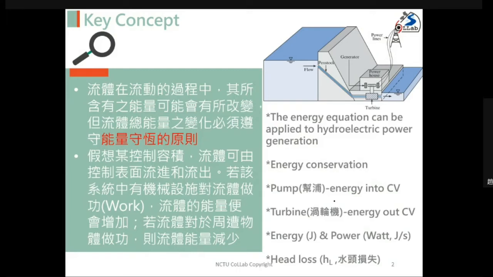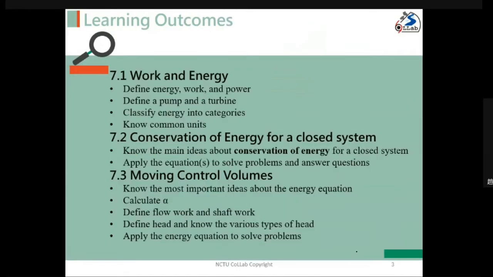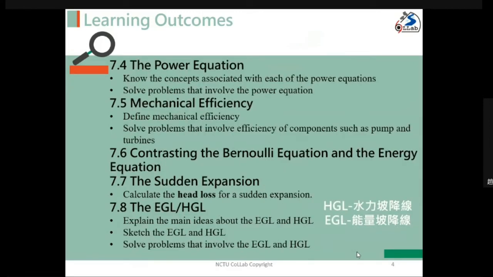Since we introduce the energy equations, we will also tell you what the power equations are. And the most important thing inferred from this chapter is the head loss. We will introduce what the head loss is, and usually we use the parameter name HL.